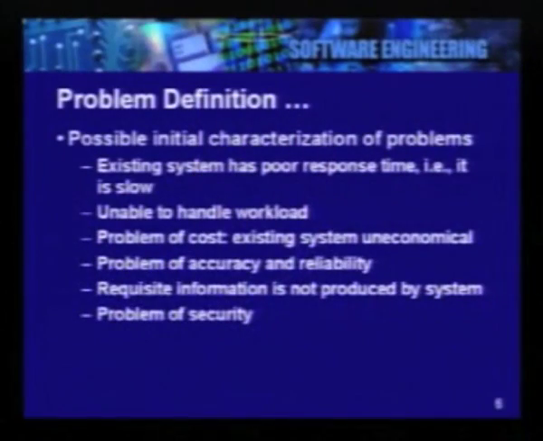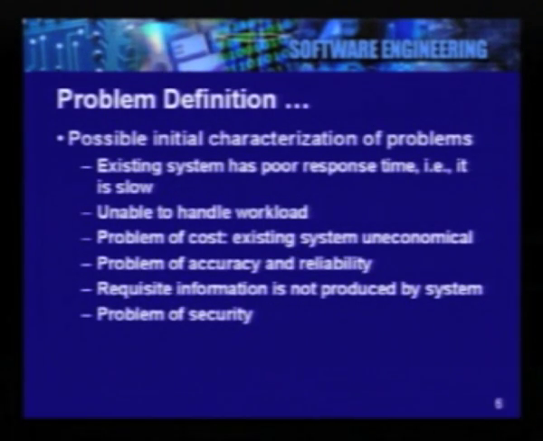We may end up solving a wrong problem and the user may not accept the solution because it does not meet his purpose. So, in order to ensure some kind of success in the project, it is better to characterize the problem at this stage. Now, how do we characterize? Typically, the various problems that users face and where software solutions are found to be appropriate, we can classify these problems in few categories which are listed here.